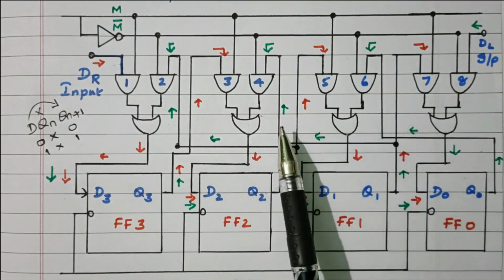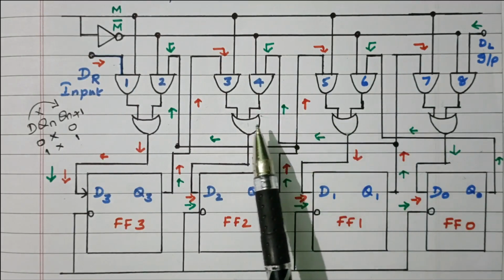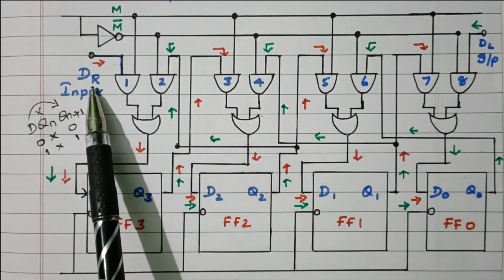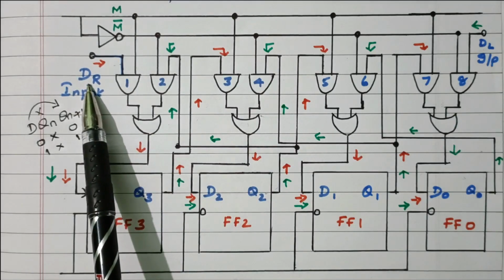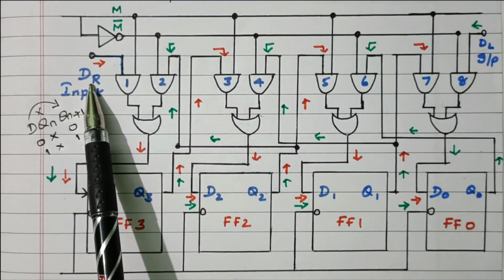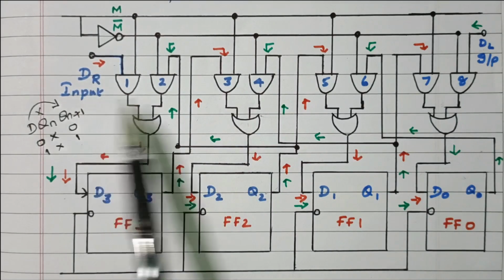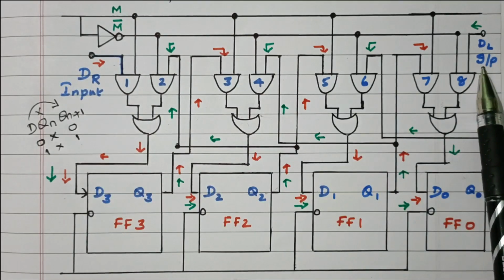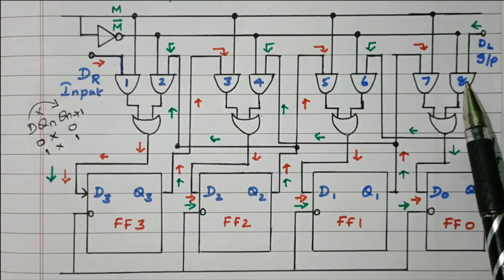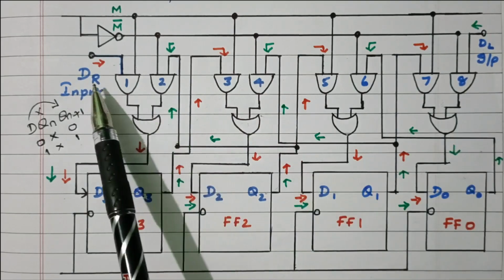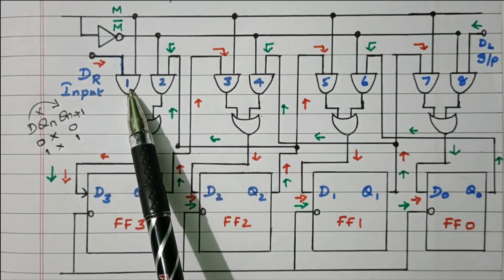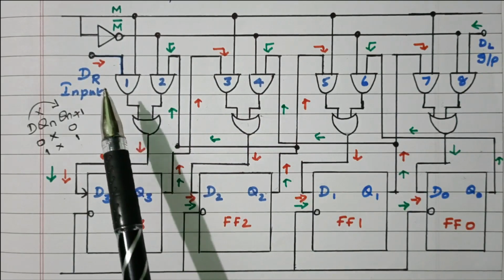Right. Now we'll see what will happen if it is right shift or left shift. The right shift data is entered at this point, the DR input. The DL input is entered at this point to the AND gate 8. DR input is given to the AND gate 1. Right? Now we'll see what will happen.